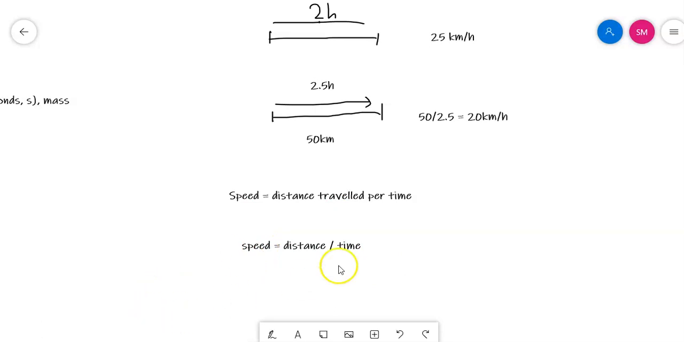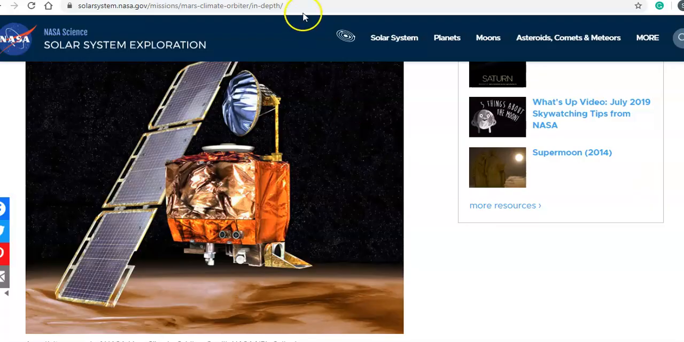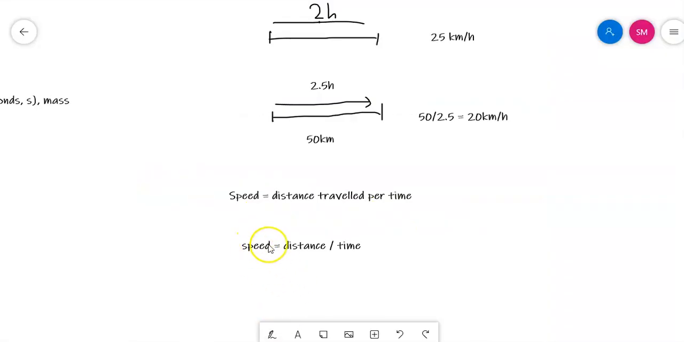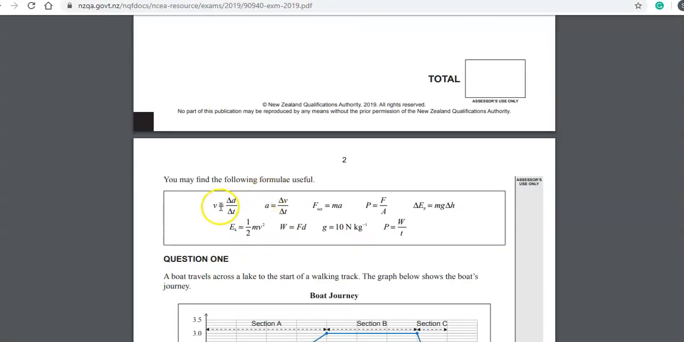In the exam, we are actually given these formulas. So we'll have a look at what we get in the exam. Here it is. This is last year's exam. At the start of your exam paper, you get given these. And notice how they're not quite written the same as what I've done here. You don't see speed equals distance divided by time. What we see is V equals change in D over change in T, A equals change in V over change in T, etc.